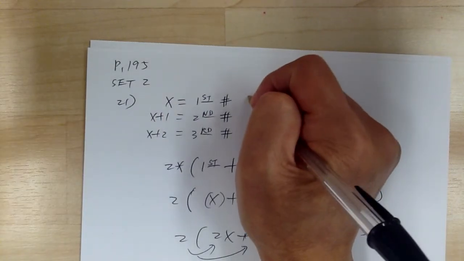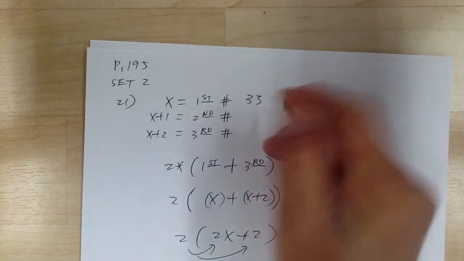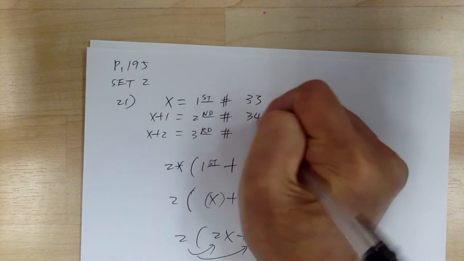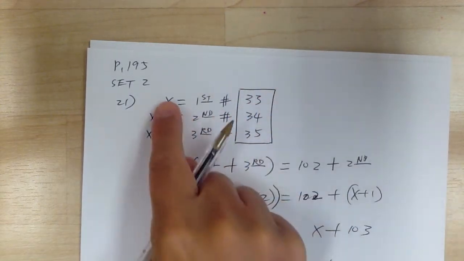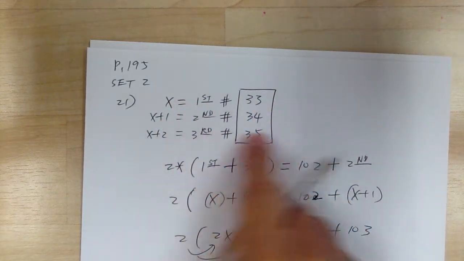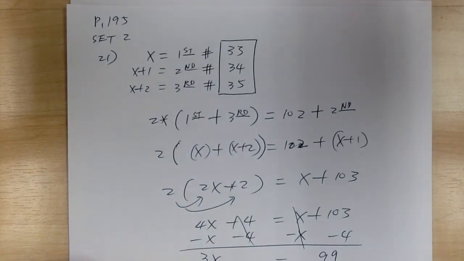So x is 33. So that means the first number is 33. And so second number will be 34. Third number will be 35. So box your answer right over here. So you can line up first number, second number, third number. Okay, and that's it for this one.